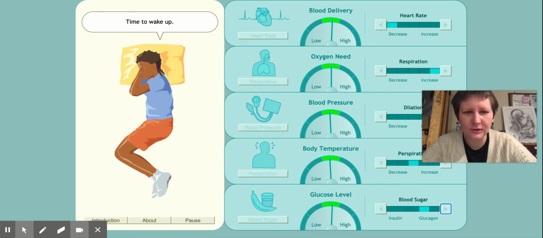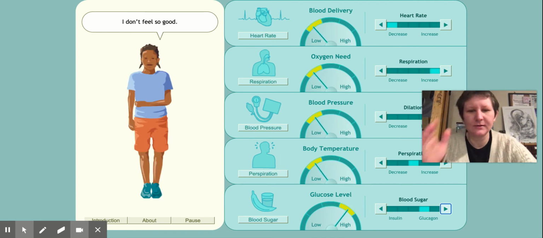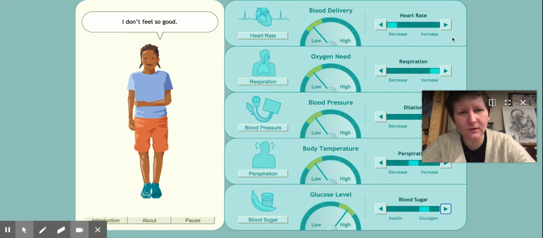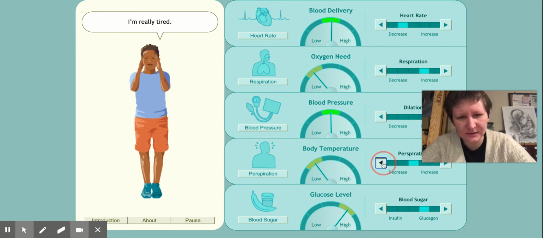Oh, now she feels better. So you can see I had to balance all those different ones to get that the same. Now I can see we're going to need to increase our heart rate. Blood pressure looks good. We're looking a little cold, so we need to perspire less. Blood sugar is too high, so we need some insulin to reduce our blood sugar.